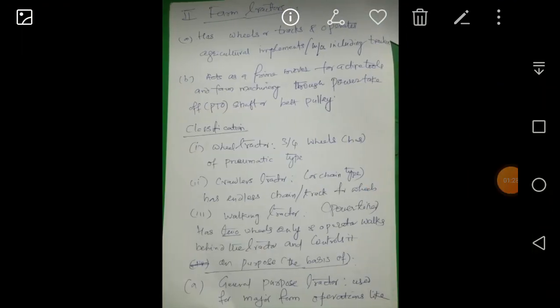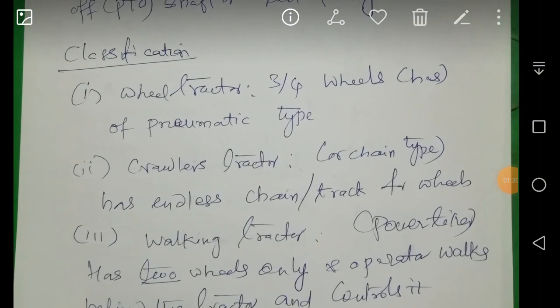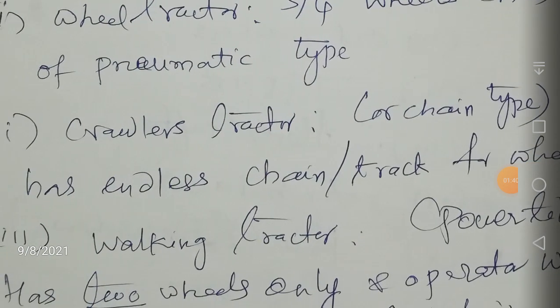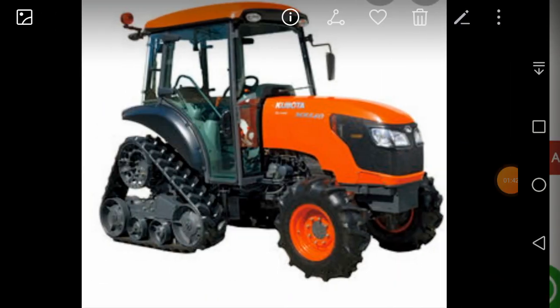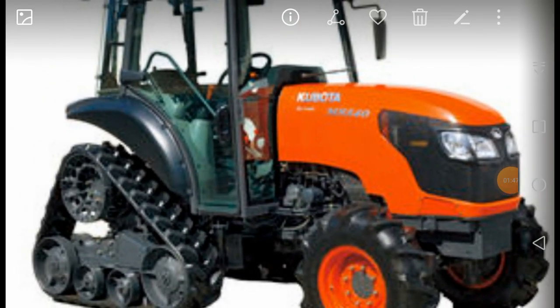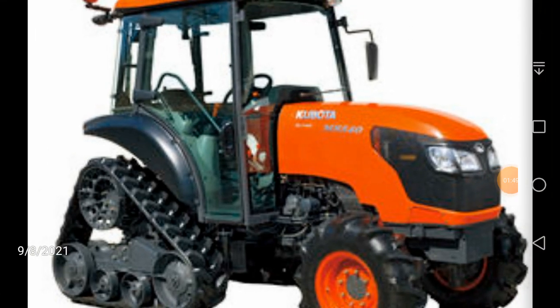The second one is the crawler tractor. This is also called a chain type. Basically it is of chain type and it has an endless chain or tracks for wheels. So let us see how a crawler tractor will look. This is your crawler tractor. You can easily find the description which was mentioned in the theory part.